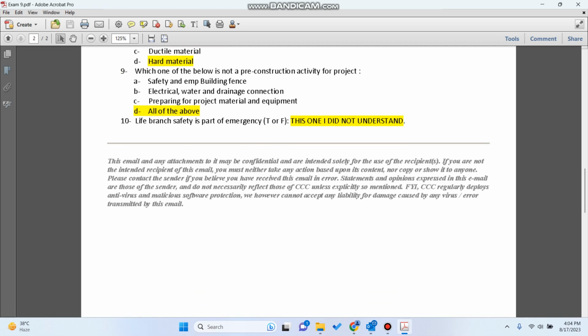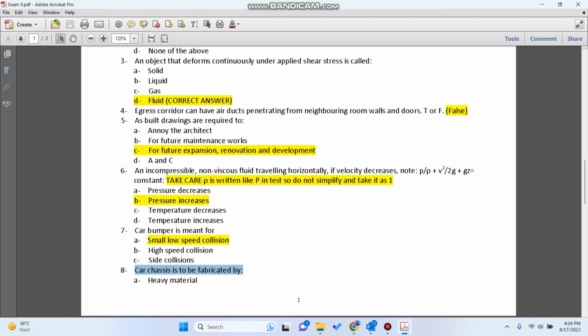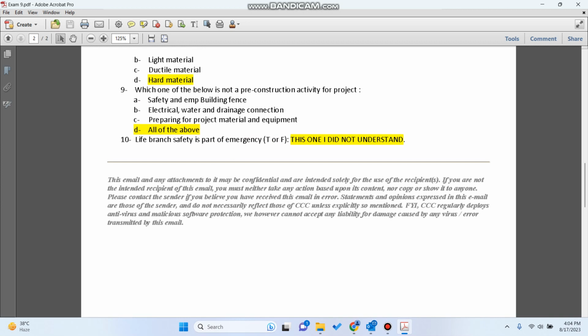A car chassis is fabricated by hard material. Remember that a car chassis is always fabricated by hard material. Hard material is important, not heavy, not light, not ductile. Of course it cannot be ductile material because it's a chassis. Ductile material has a very low yield strength, so with the application of heat or high impact, ductile material will lose its shape, whereas hard material has a very high yield strength. It can resist a lot of pressure and heat.